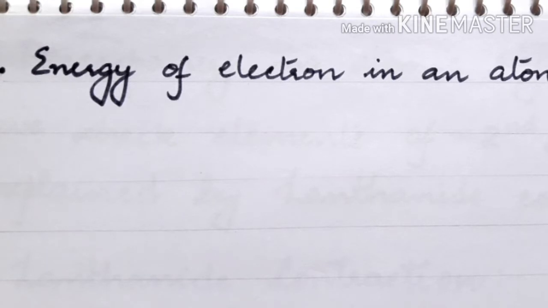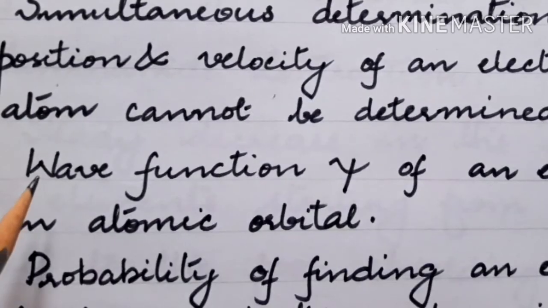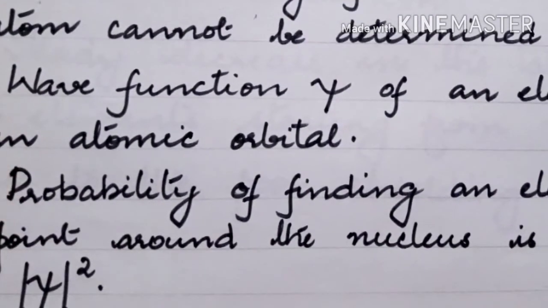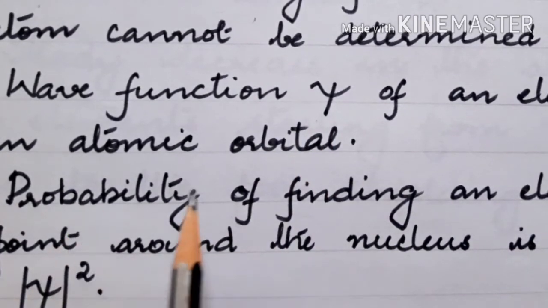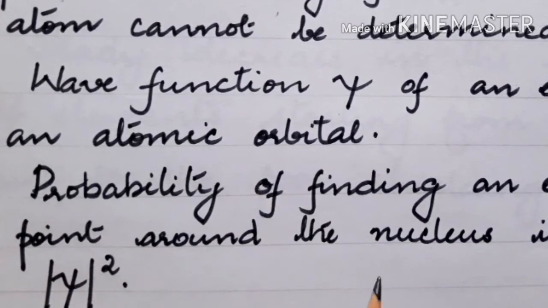Another thing is that the exact position and velocity of an electron in an atom cannot be determined simultaneously. This was stated by the scientist named Heisenberg. So, the path of an electron around the nucleus can never be predicted. Then, the wave function psi of an electron represents an atomic orbital.